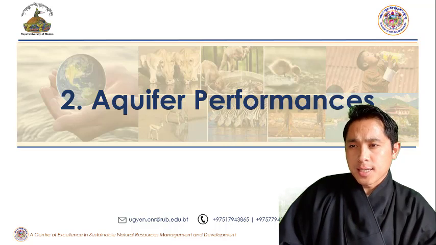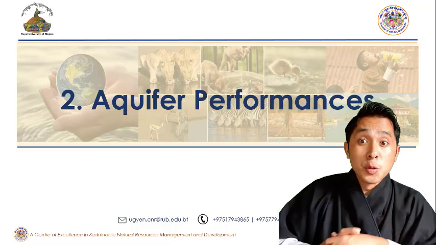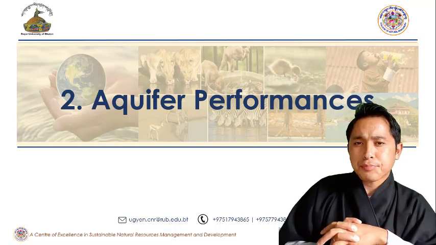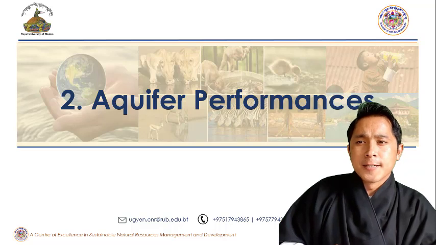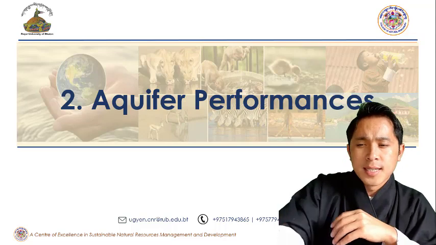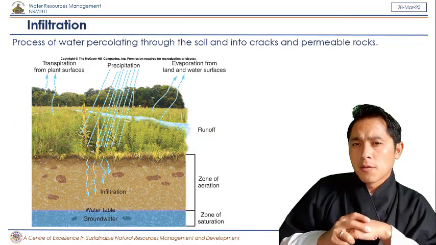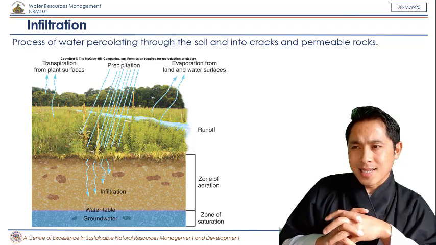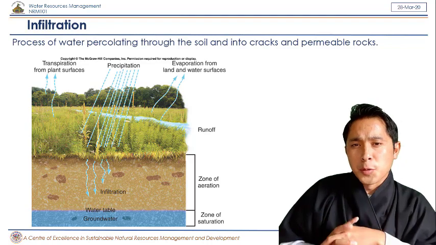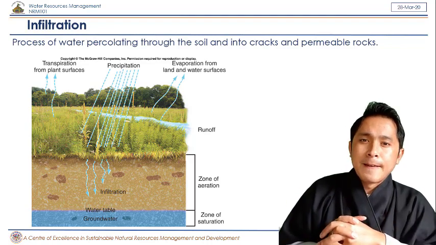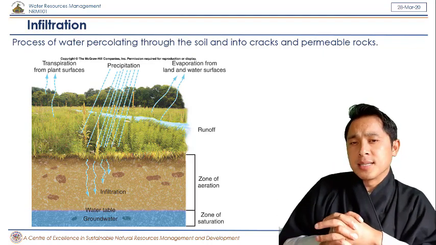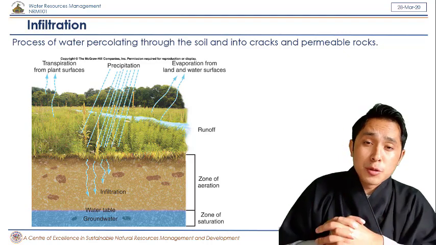Now we are going to look at aquifer performance. All of us know that aquifers are a kind of rock that holds water and are one of the main sources of groundwater. So let us look at aquifer performance. Firstly, before looking at what exactly an aquifer is and what aquifer performance is, it's very important for us to know what infiltration is, because an aquifer will not hold groundwater until the infiltration process happens.